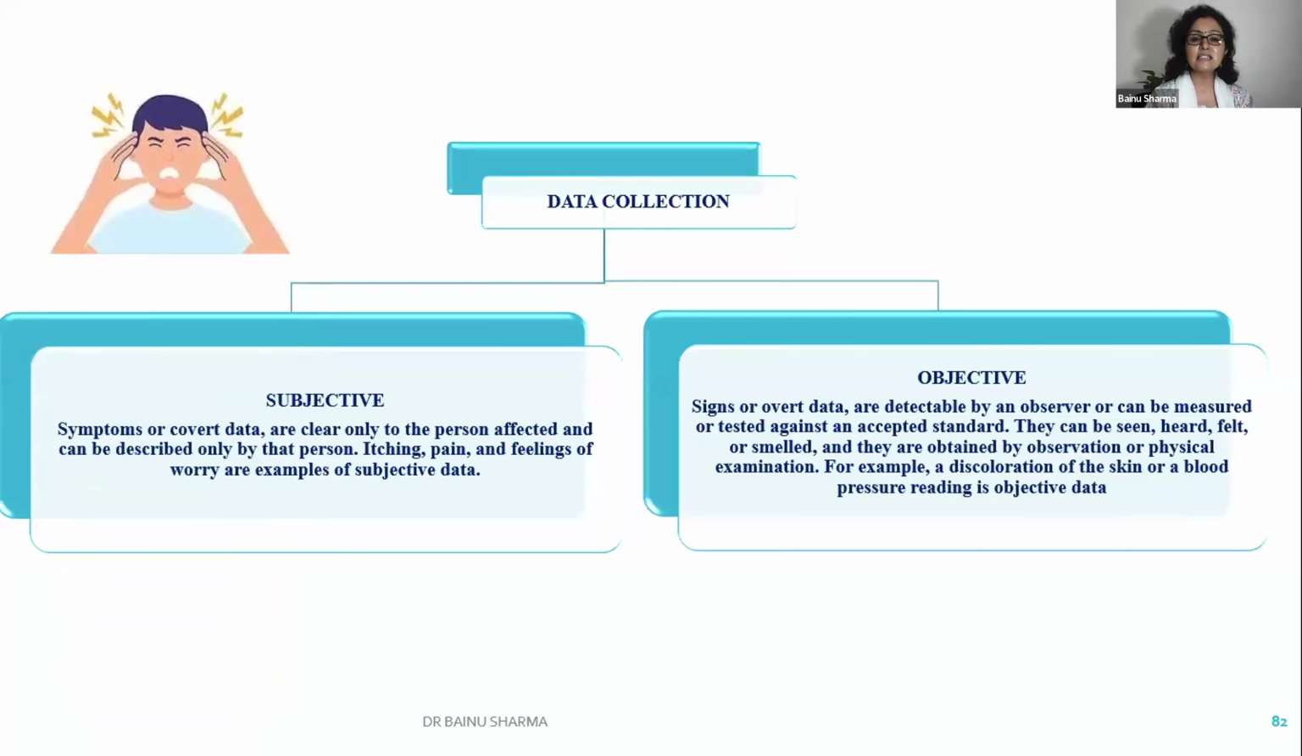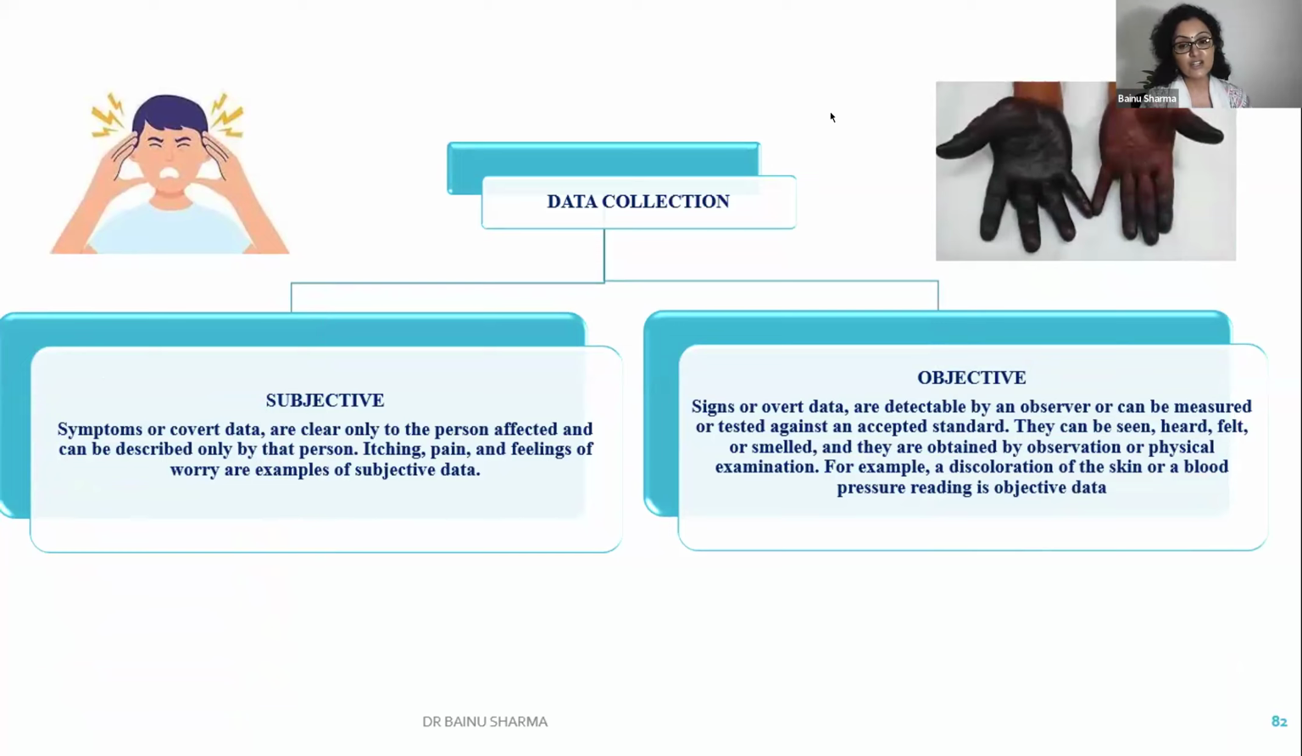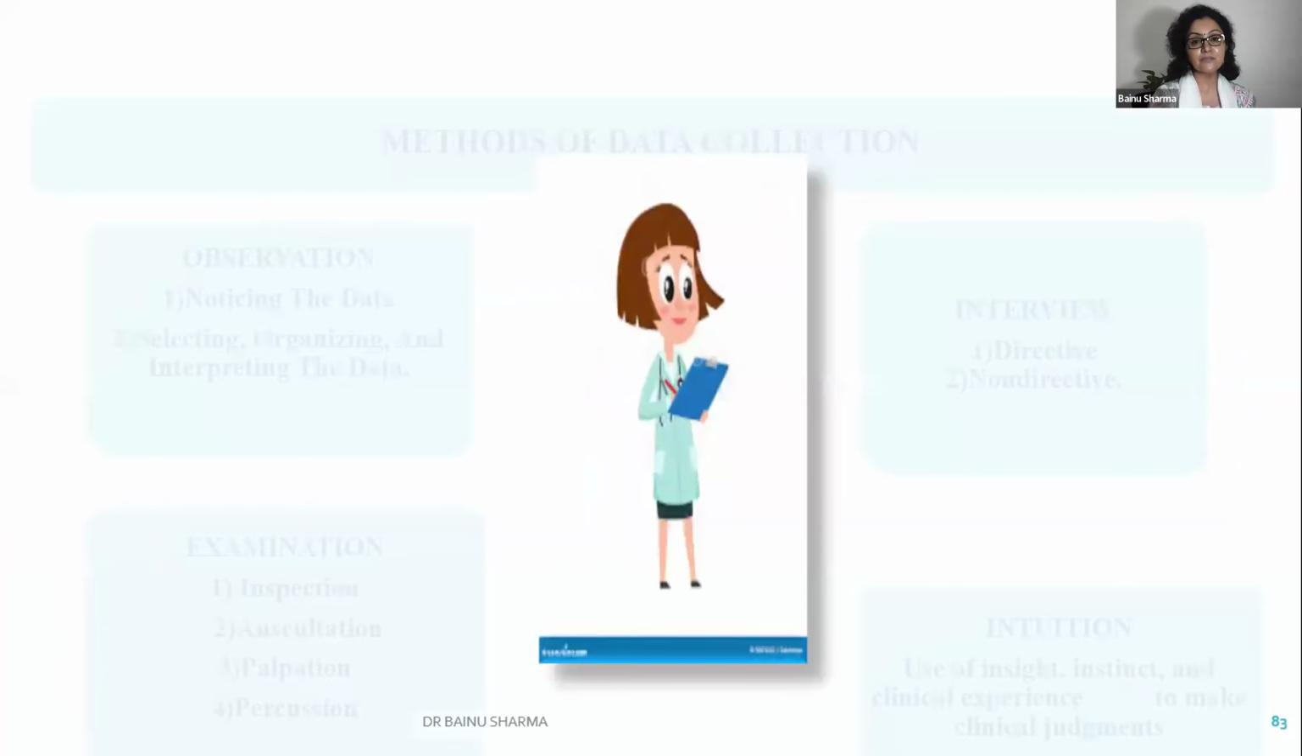Subjective data is something which the physician feels but which we can't see. That is covert data, which can be just felt by the patient, like headaches or pains or weakness, right? The objective data is the signs which we can see, like discoloration of the skin or measuring the blood pressure. These are the objective data, right?